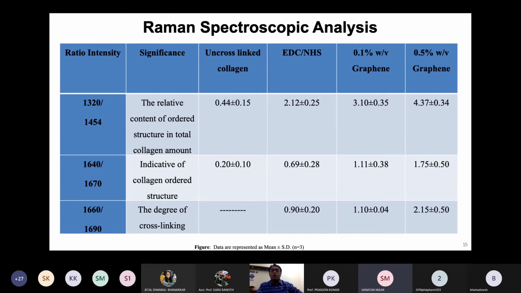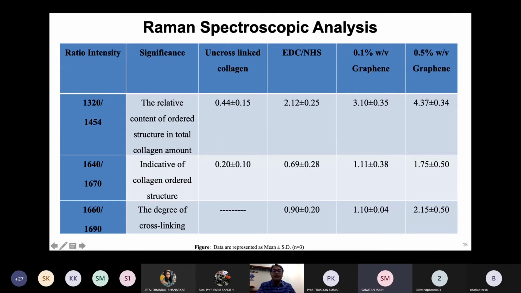Don't bother about this. These are just some of the ratios which are important to understand to make a relative conclusion on this study. With these ratios, what we have done is to understand the content of the ordered structure in the collagen, the collagen orderliness, how much orderliness there is, and the degree of cross-linking. And again, with Raman, you can also check the degree of cross-linking.